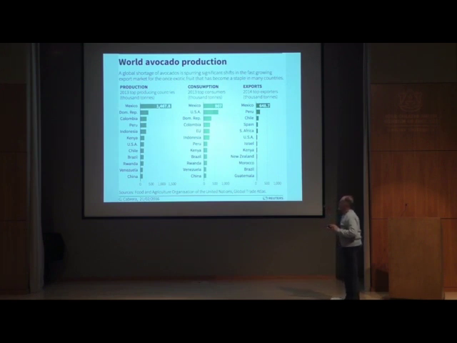Mexico, as far as production, is the biggest producer in the world. Consumption is also the biggest in the world, but we're not far behind in consumption. The value of exports, this is in 1,000 tons. So this is very serious. I mean, this crop from this area in the Americas rules the world as far as this type of fruit.